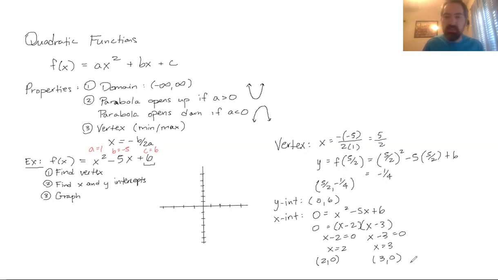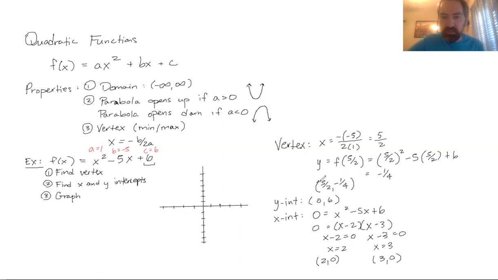All right, now that we found the vertex, the x-intercept, and the y-intercept, we may want to take a quick note to see if the parabola opens up or down. In this case, A is a positive 1, so it will open up. So it will be in this general shape here. Now we can plot our points to help us determine exactly where the graph is.